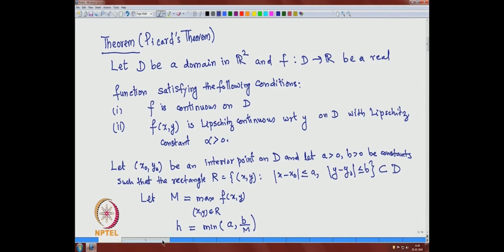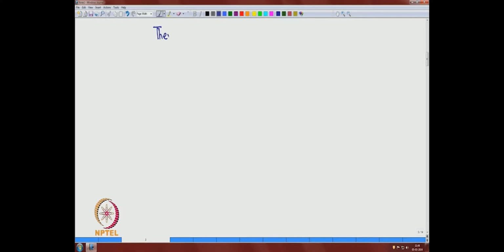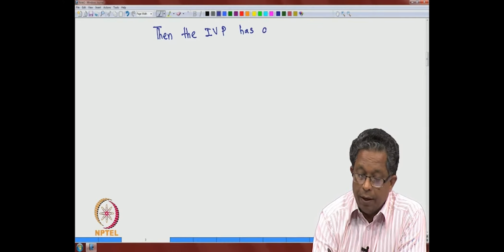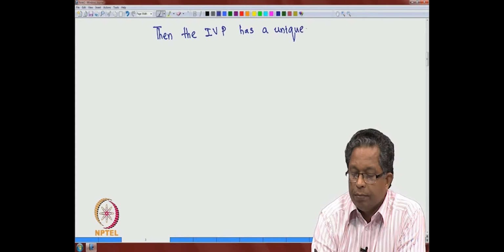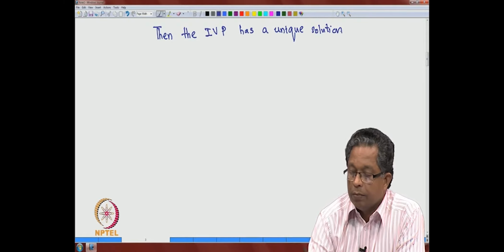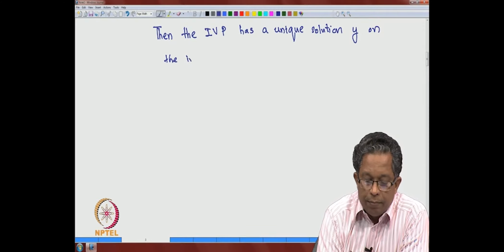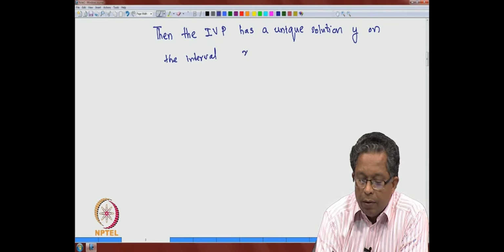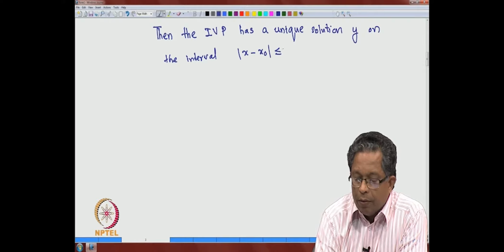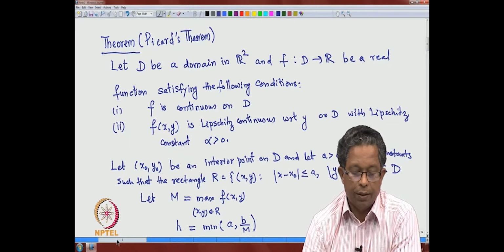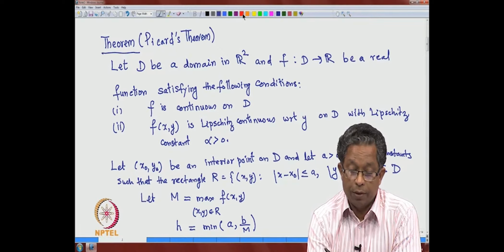Then the initial value problem has a unique solution y on the interval |x minus x 0| less than or equal to h. So, this is Picard's existence and uniqueness theorem. It gives both existence and uniqueness.